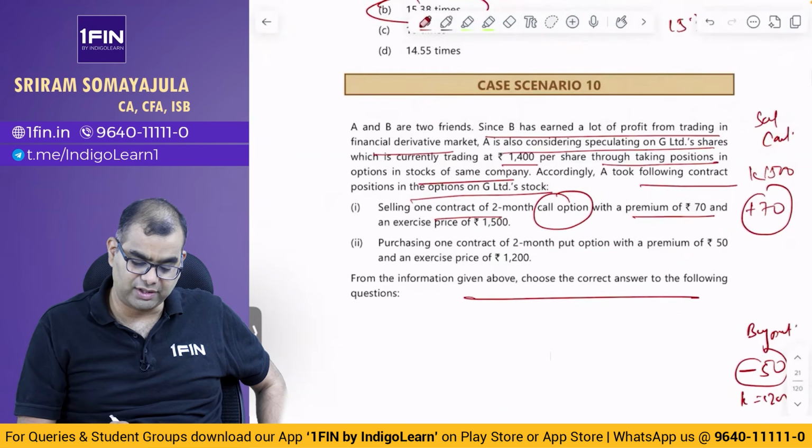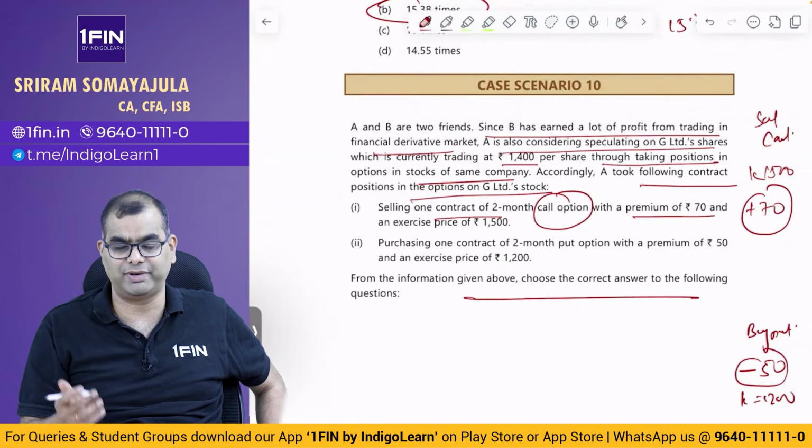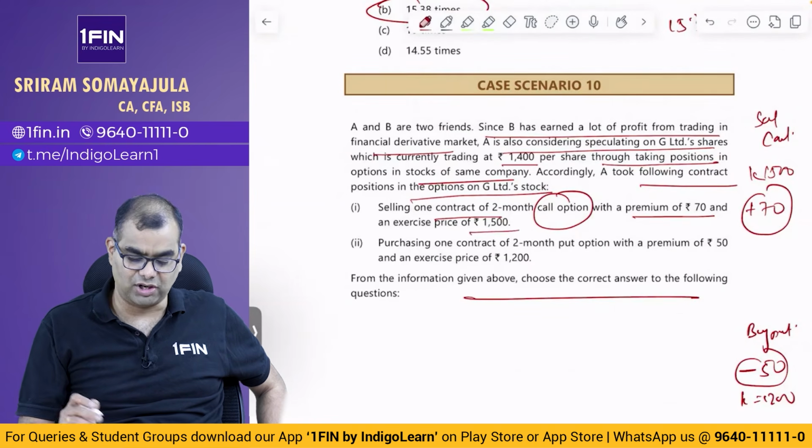So if it falls to 1100, you've sold a call option. Will the call option be exercised? No. Somebody has a right to buy from you. They have a right to buy from you at 1500. If market is 1100, they will not buy.